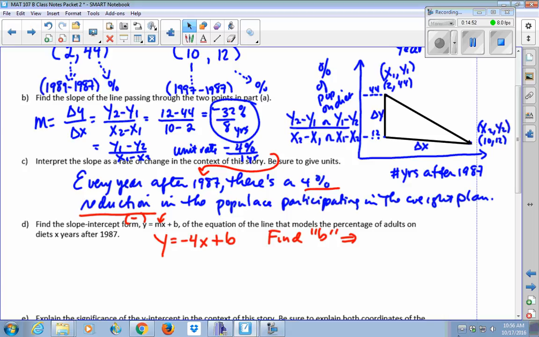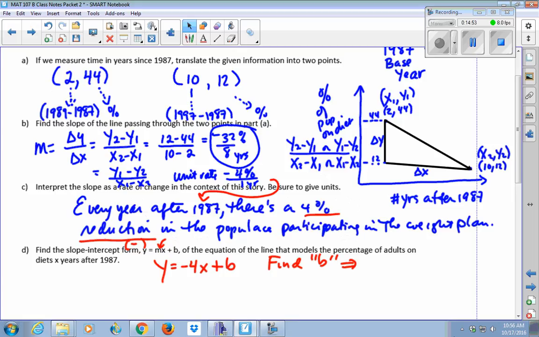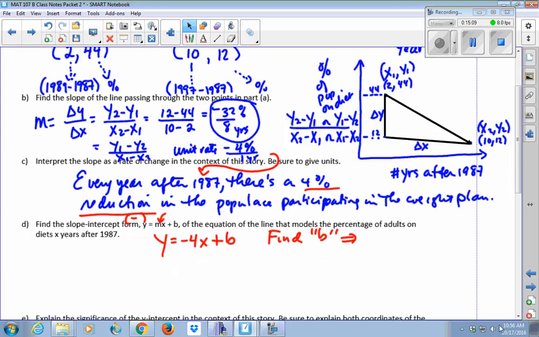So to find B, you have to take a solution or a point on the line and fill in the x value and the y value. We happen to know 2 points on that line, (2, 44) and (10, 12). So it doesn't matter which one you use. Okay, so in the first class I used (2, 44), so just to do something different, I'm going to use the point (10, 12).